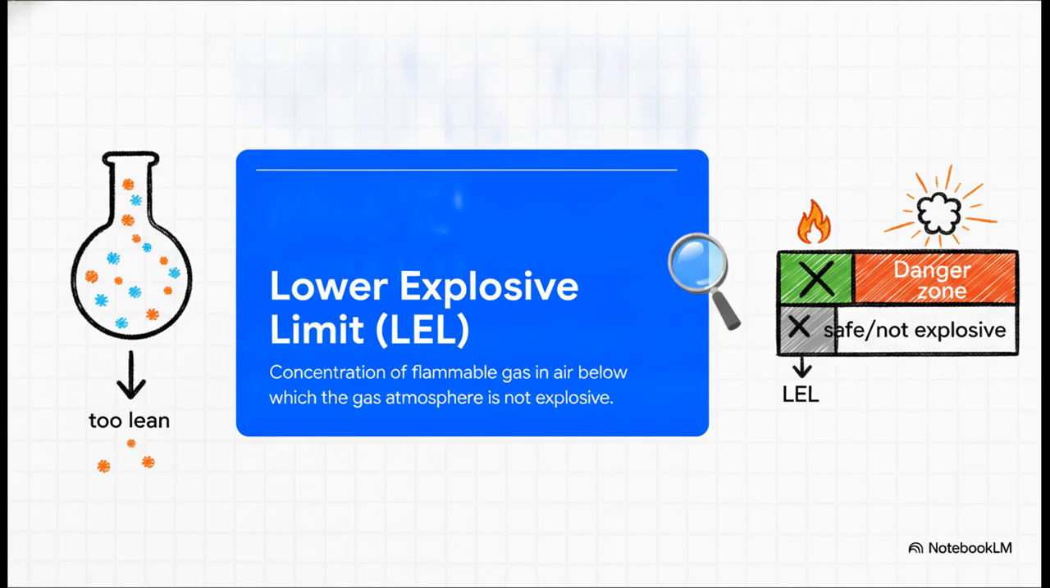But here's the catch. Fuel and air don't just explode at any random ratio. There's a very specific window. And this brings us to the lower explosive limit, or the LEL. Think of the LEL as the absolute floor of the danger zone. Below the specific concentration, the mixture is simply too lean. There just isn't enough flammable gas mixed into the air to actually catch fire.